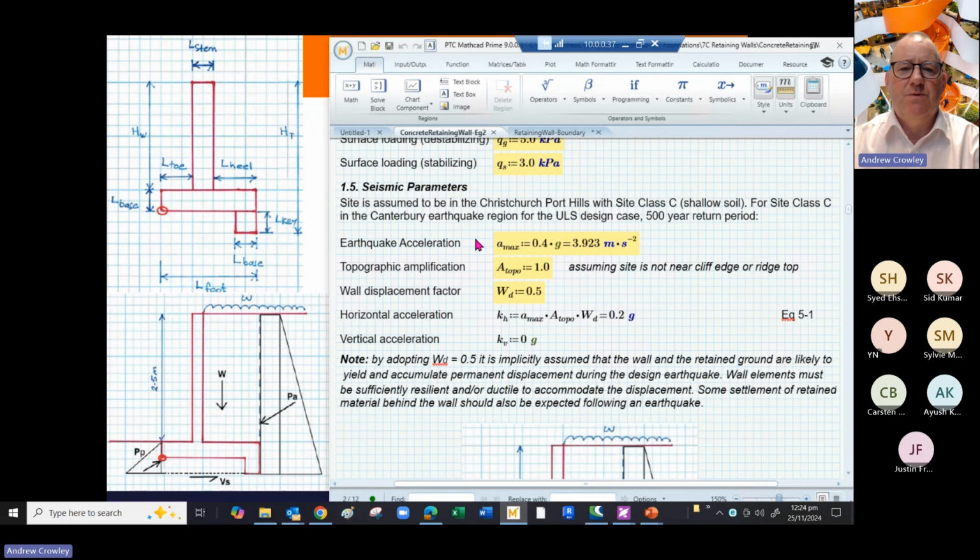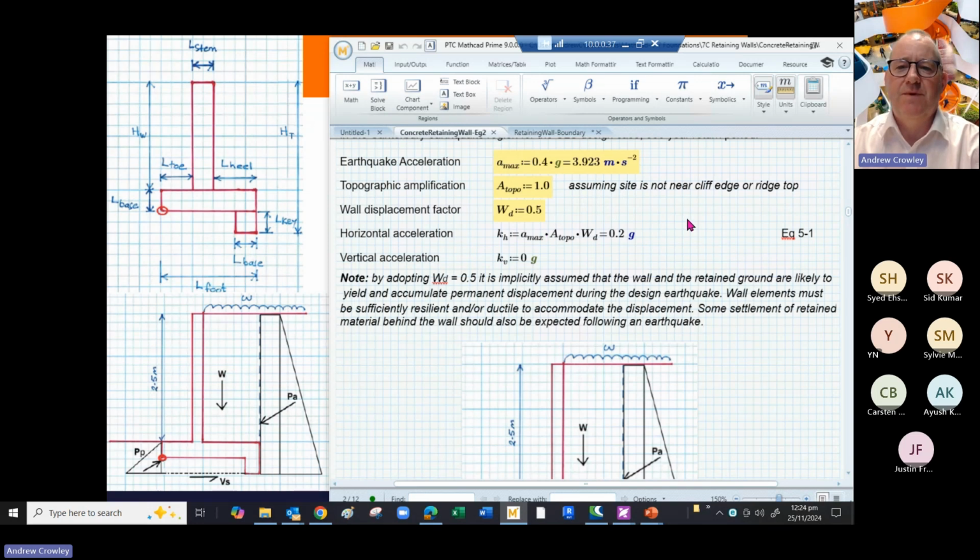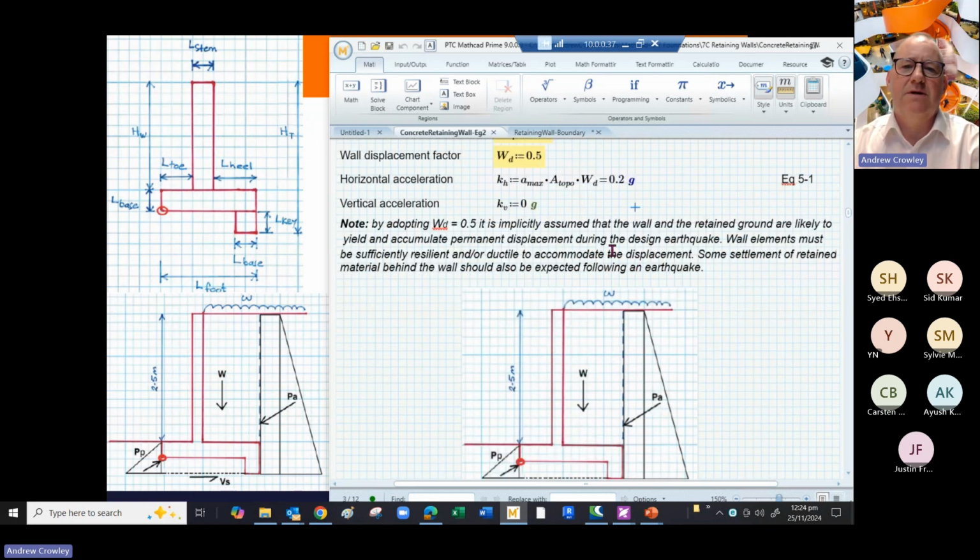From the example, we've given that the Amax is 0.4 of G, acceleration due to gravity. Topographic amplification is 1, so we're not near a cliff edge or a ridge top. Our wall displacement factor is 0.5 because of the scenario we're looking at. So that equates to a horizontal acceleration of 0.2 G. We're ignoring the vertical acceleration for simplicity. There are nearly always vertical components to your earthquake action, but for most of our designs, we tend to ignore them because they're usually quite small.